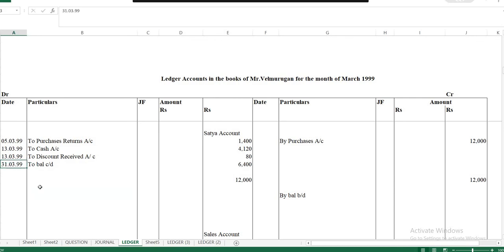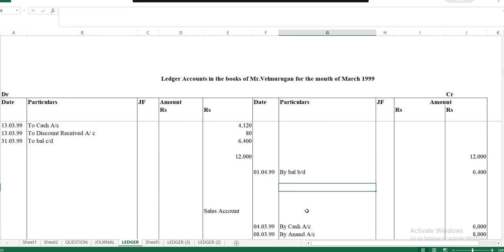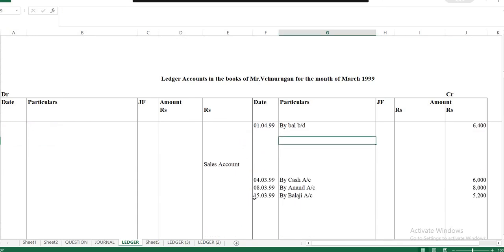Date, again you have to see: month end is the last, month beginning is the next. That also you have to take care of. And then the amount, this amount only we have to put. You have to look it over. Okay, 6,400. Like this all the accounts you have to close up. So next is the sales account.